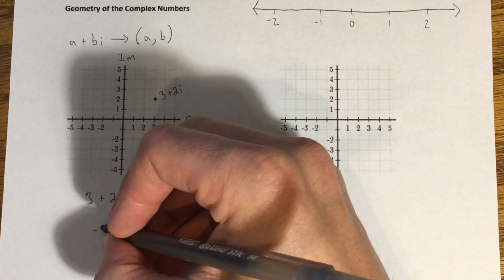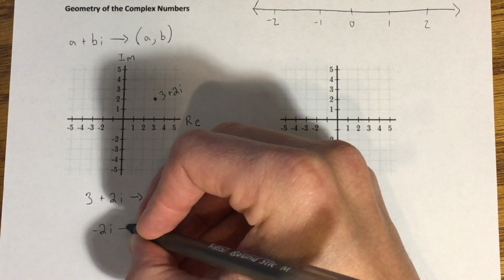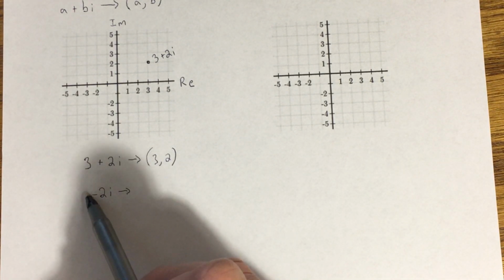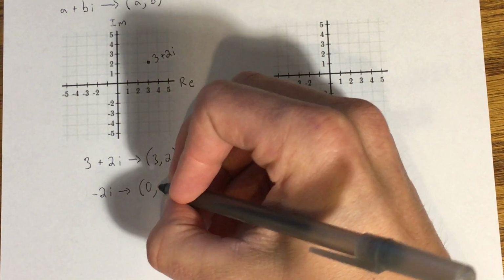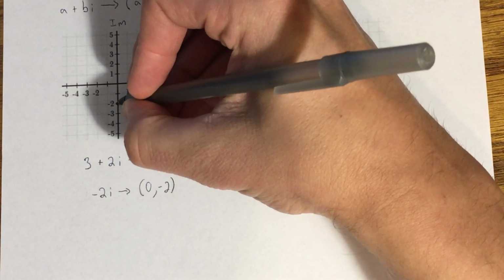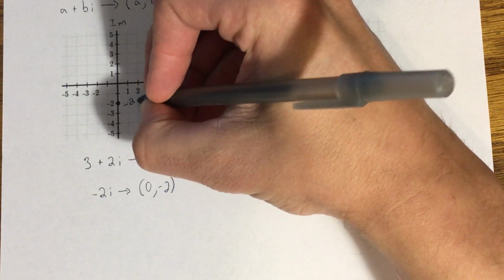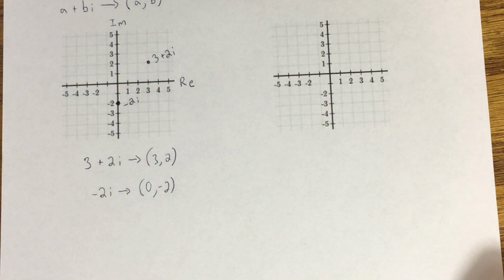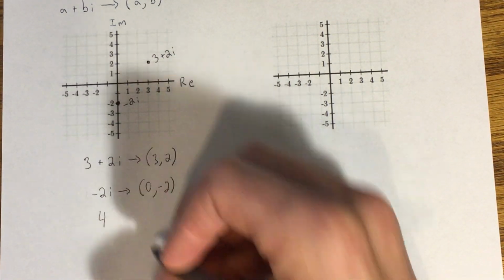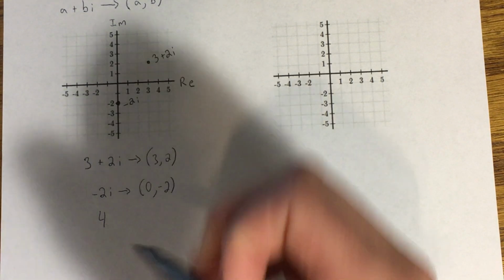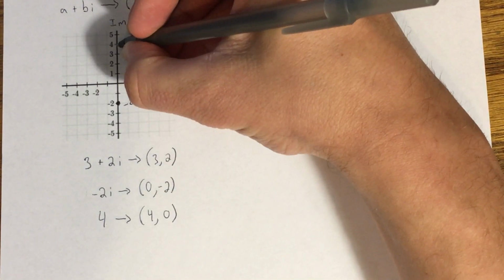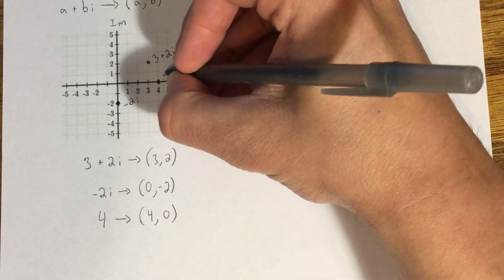even just like, say, negative 2i. Well, the real part of this complex number is 0, because I could put a 0 in front of this. So I would think of that as (0, -2). (0, -2) would be right here, and so this is going to represent the point negative 2i. Similarly, if I wanted to plot, say, a real number, say the number 4, well, now I can think of this as 4 plus 0i, which would be associated with the point (4, 0). That would be right here. That's like the number 4.